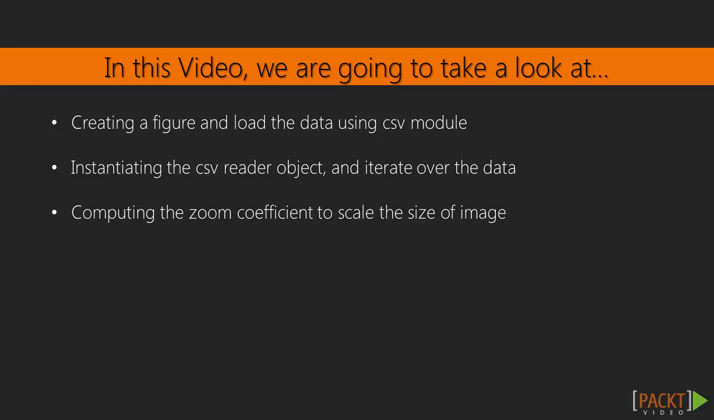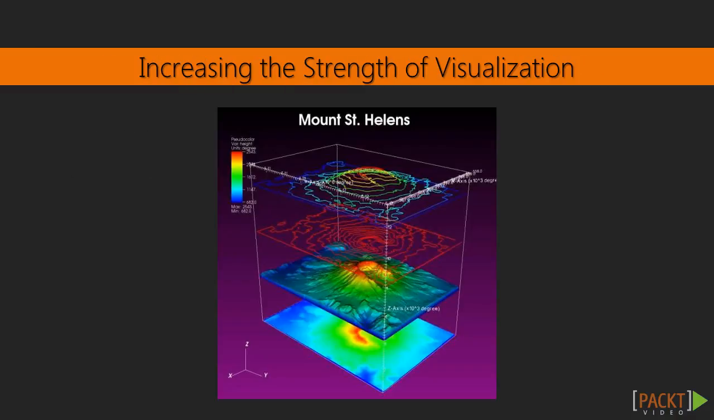In this video we'll use images to highlight the strengths of your visualization in addition to pure data values. For this we'll first create a figure and load its data using the CSV module. We will then instantiate the CSV reader object and iterate over the data. Finally, we'll compute the zoom coefficient to scale the size of the image. Images can be used to highlight the strengths of your visualization in addition to pure data values.